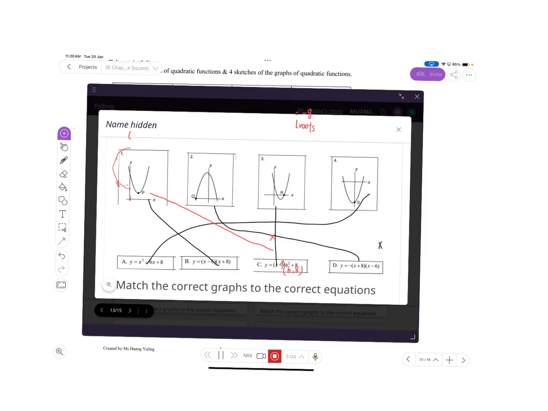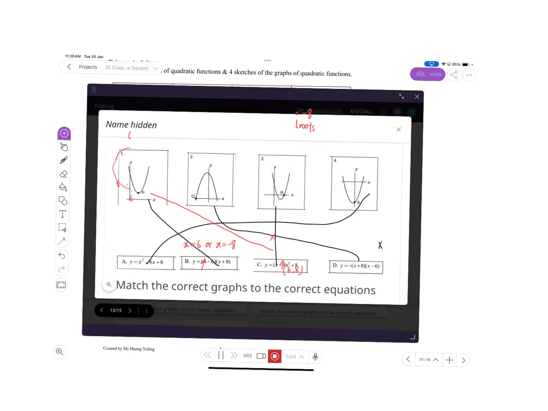Okay, and then the next one has two x-intercepts. One is at 6, the other at negative 8. So it should be this one. Did I write the D at the wrong place? Oh, no, wrong. This is a minimum curve, right? I chose the wrong one. So this is the one at negative 8 and 6. So this is your B.